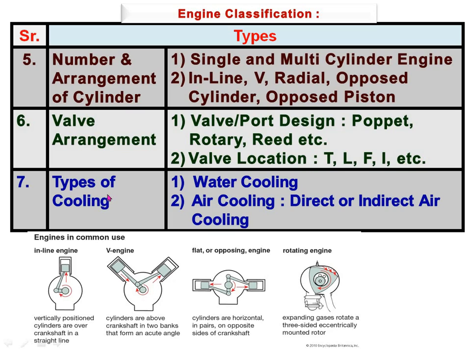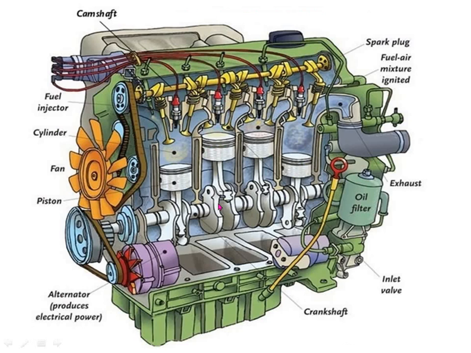Depending upon the cooling system used in the engine, there are two types. That is, first is water cooled engine, that is water cooling, and air cooled engine, that is air cooling. Air cooling may be either direct air cooling or indirect air cooling. So this is the classification of the engine.